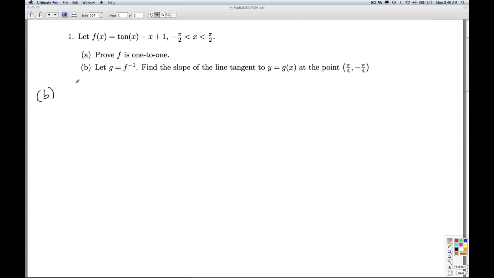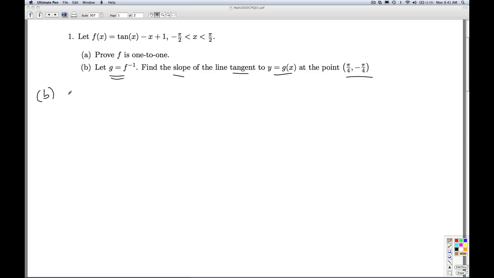Alright then, now that we know that f is 1 to 1, we know f has an inverse, and we're going to call that g. And we want to figure out the slope of the tangent line to y equals g of x at the point pi over 4 comma negative pi over 4.